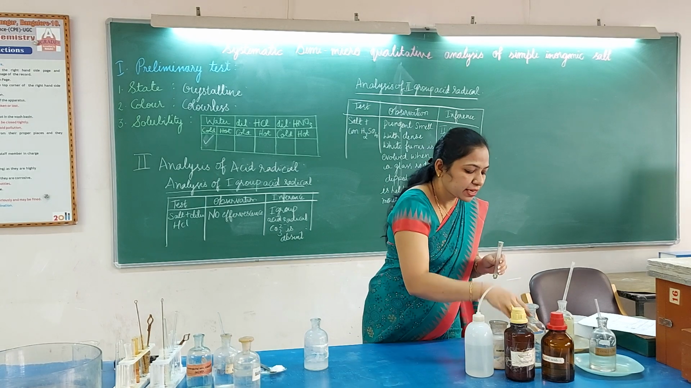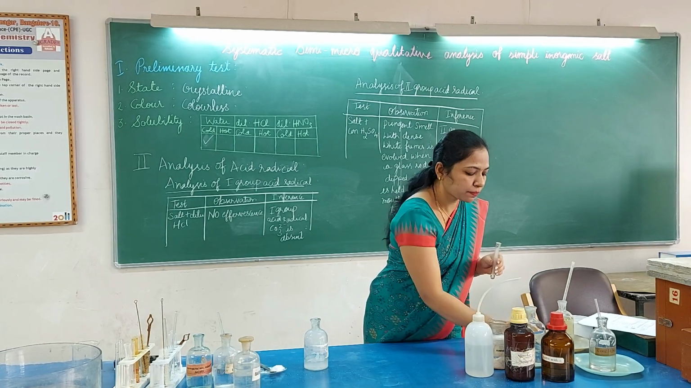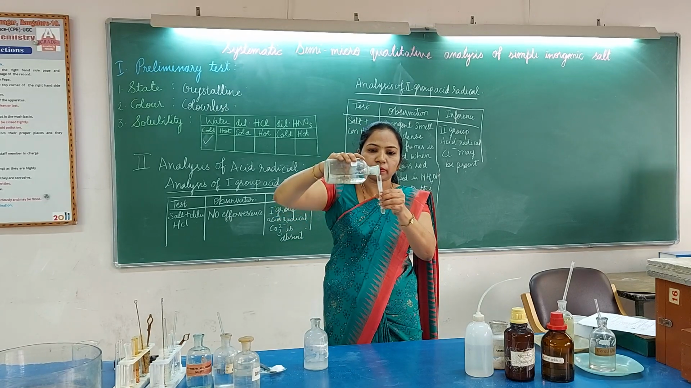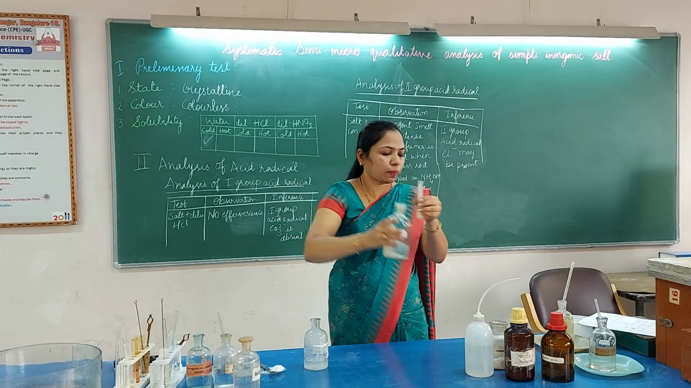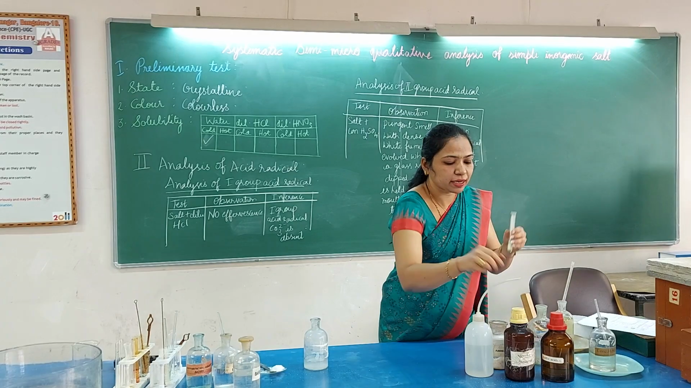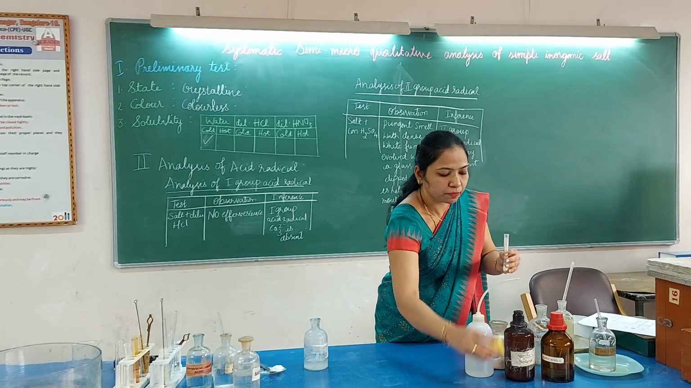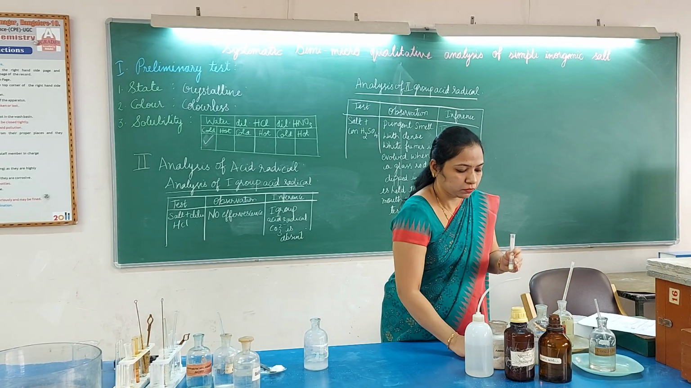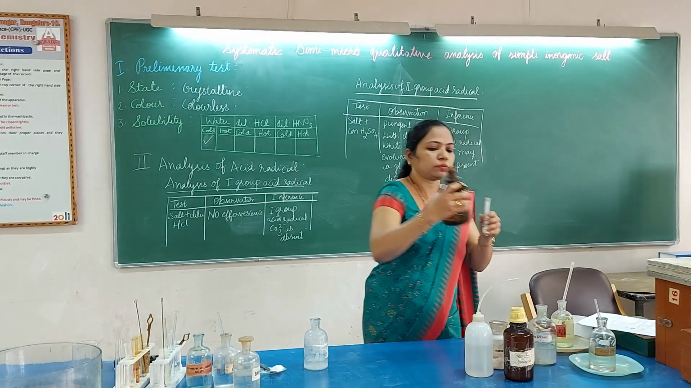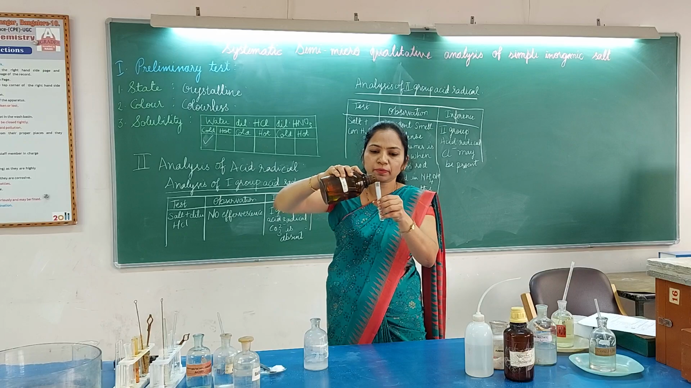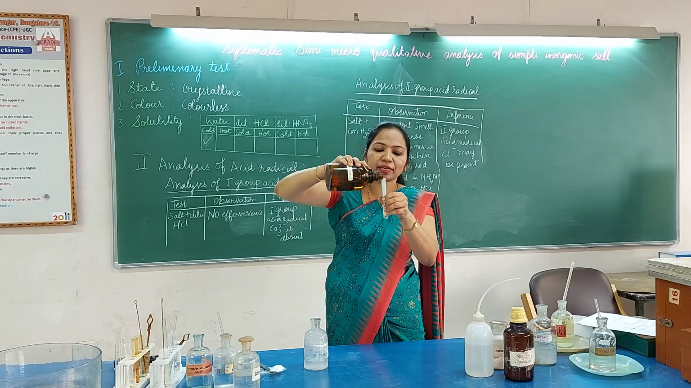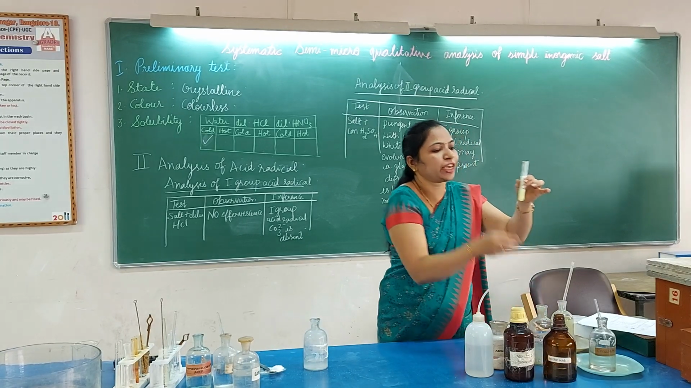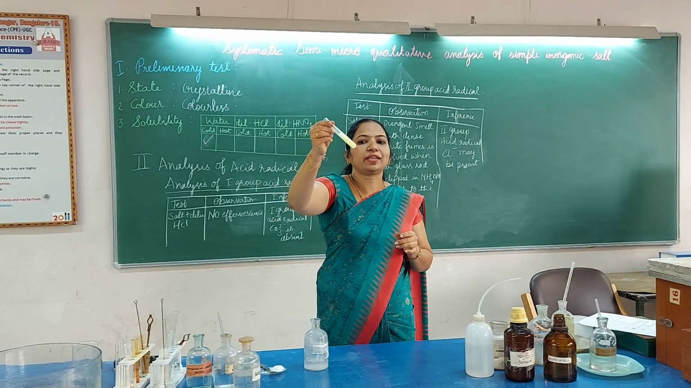So I will add lead acetate solution. This is a lead acetate solution. And next I am going to add acetic acid solution. This is acetic acid. When I add acetic acid, you can see it has changed into bright yellow in color.